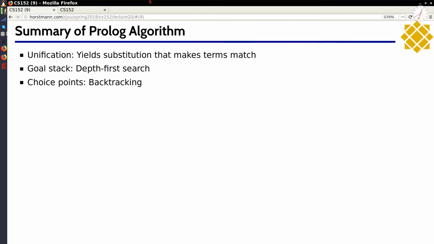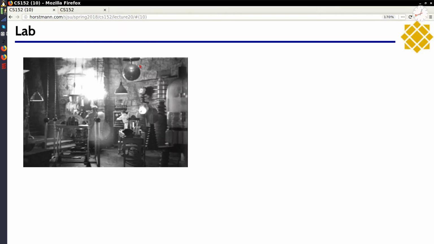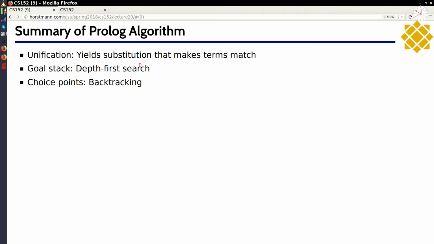So that really is all that Prolog does: unification, the goal stack, and the backtracking to the various choice points. It is interesting that it doesn't do any of the things that you normally think about what programming languages do. It doesn't have any function calls. There's nothing in there that says this is a function call. It doesn't do any loops or jumps or assignments, mutable assignments. And yet anything that you can compute, you can compute in Prolog. So it is a universal programming language.